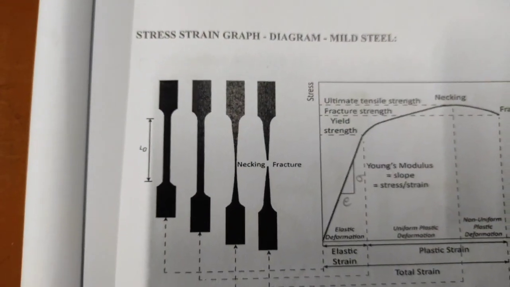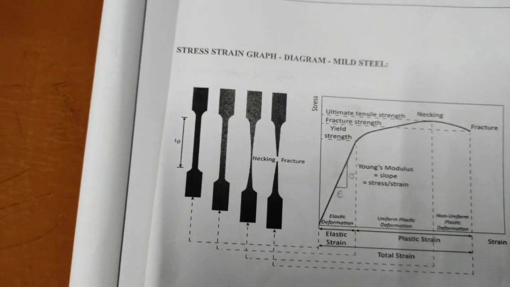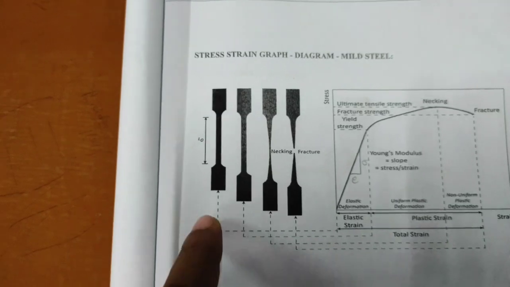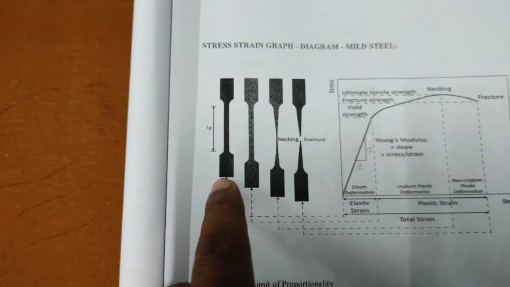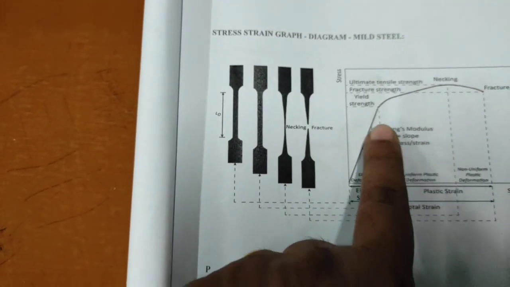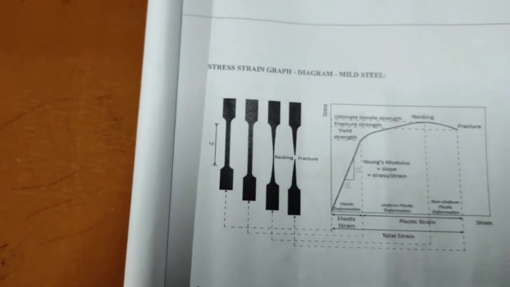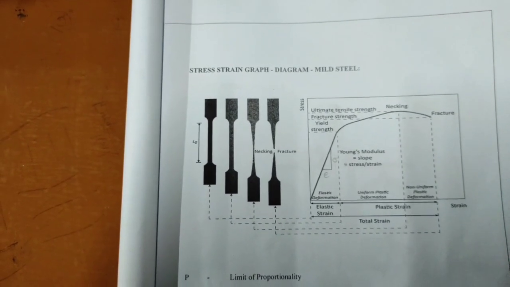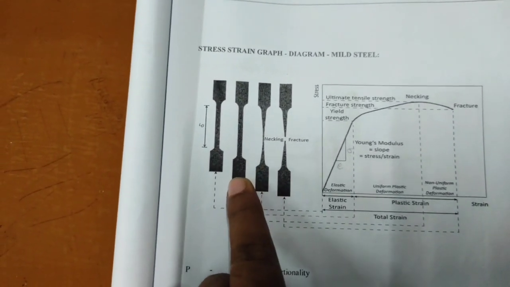According to Hooke's law, the stress is directly proportional to strain within the elastic limit, or up to the limit of proportionality. When it is reaching the limit of proportionality, you can see in the first one, even though the load is applied, it is elongated, but there is no neck formation visible. In the second, the load is up to the yield strength. Up to this yield strength, only the material elongation is visible, but the neck formation is not visible in the second diagram.